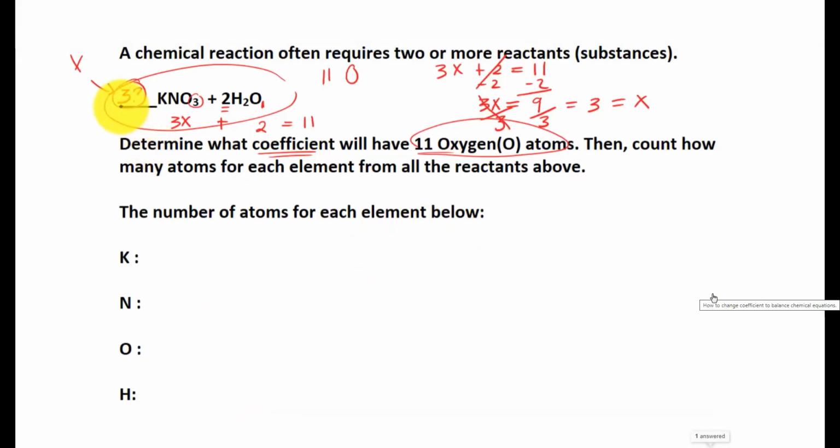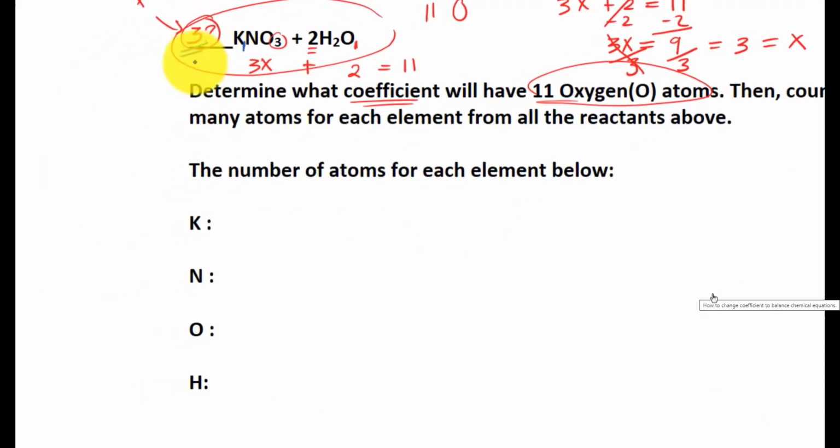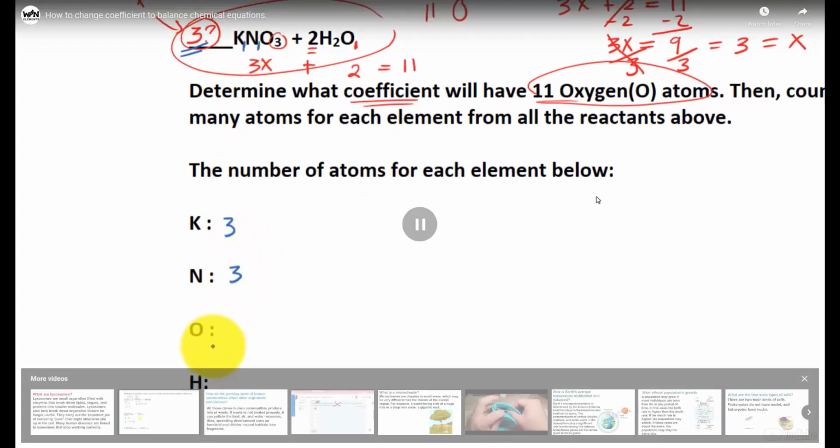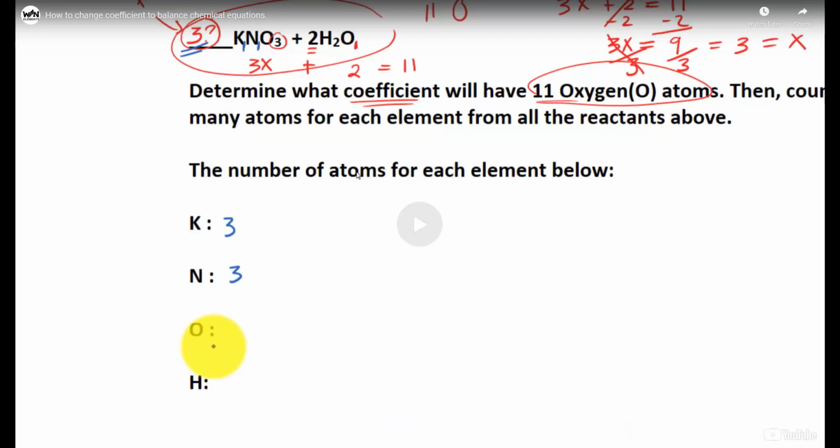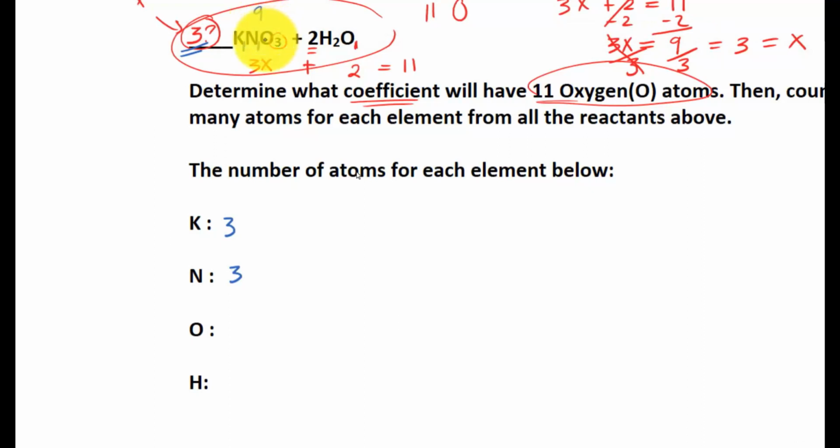Below. Potassium, since this is 3, so 3 times 1 gives us 3. And for nitrogen, 3 times 1 here gives us 3. And for oxygen, this is the same thing we did yesterday, right? We have here 3 times 3 gives us 9, but that's not the only place where we find oxygen. Over here we also have 2 times 1 gives us 2 oxygen.